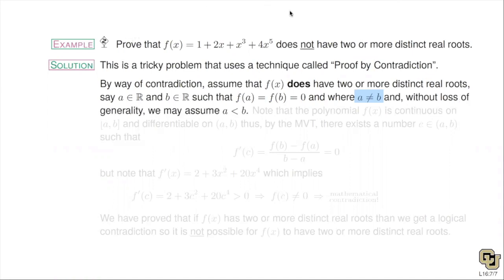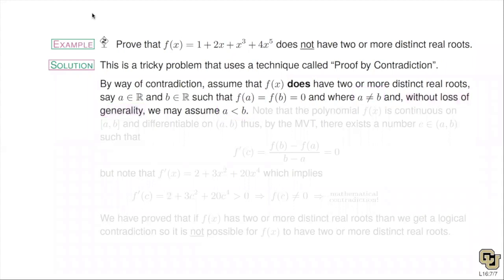I say, assume a is not equal to b, and then I say, without loss of generality. Without loss of generality just means I can now make an assumption that's not going to add any extra information. So here, I'm assuming a is less than b, but that's not adding any extra information to this problem because we already know a is not equal to b. And if a is not equal to b, one of them has to be bigger and one of them has to be smaller. And let's just go ahead and call the smaller one a, okay? So that's what without loss of generality means.